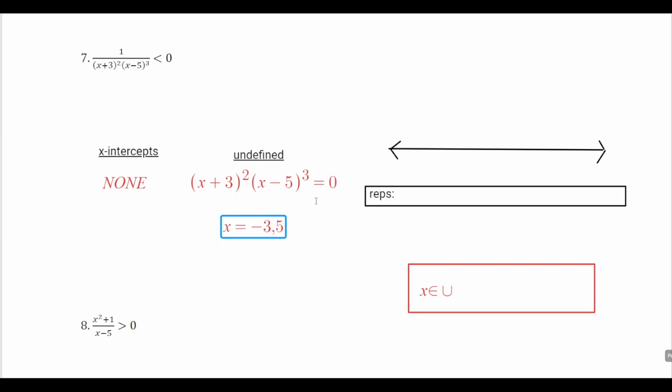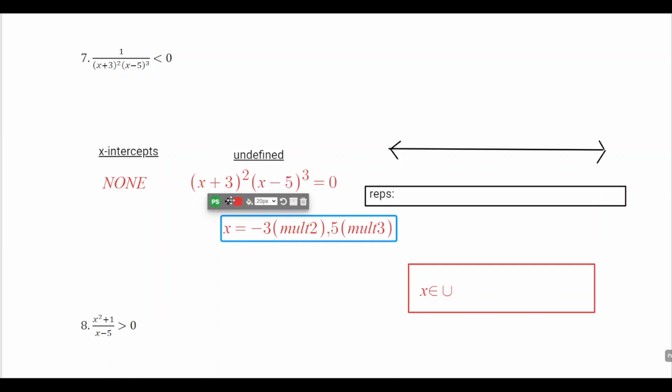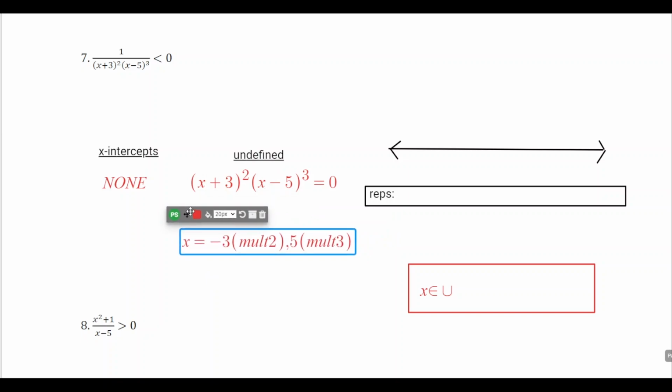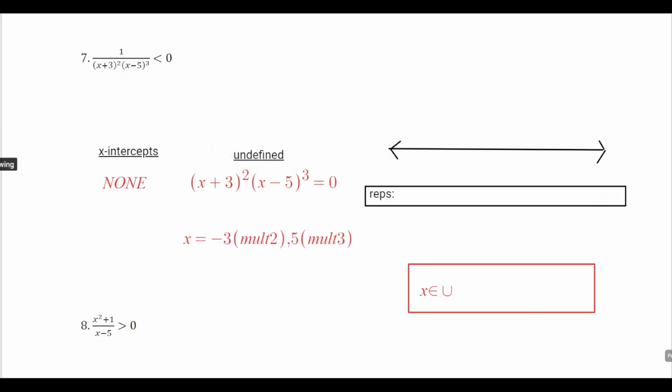Now, this -3 does, I want to point out, have an even multiplicity, specifically of 2. And so if my theory that I've been holding holds up here, then we should not see a sign change at that x value. So this will be another good test to see if that is actually true or not. So I'm going to mark -3 and I'm going to mark 5 on this number line here.